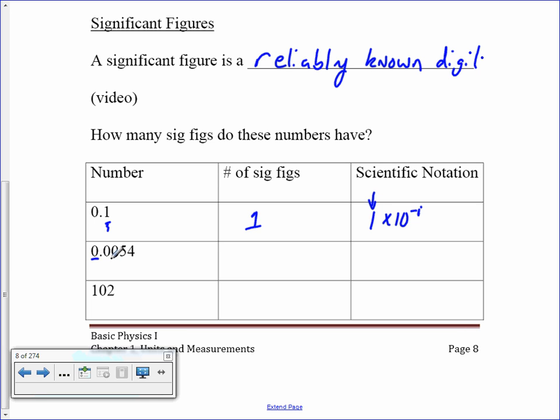Here, the zeros all act as placeholders, so the number of significant figures is 2. And if I were to write this in scientific notation, it would be 5.4 times 10 to the minus 3, because I had to move the decimal place over 3 spots. 102, well, how many significant figures does that have? You have to ask yourself, well, is this 0 a placeholder? And in fact, here the 0 is not a placeholder. It is a significant figure, so I have 3 significant figures. And if I write it in scientific notation, that falls out. So if I write it as 1.02 times 10 to the 2, then it shows me that there are 3 significant figures, because these 3 are all significant.